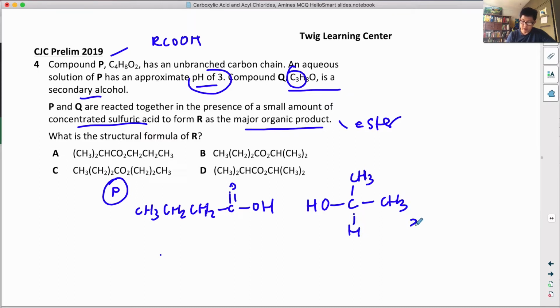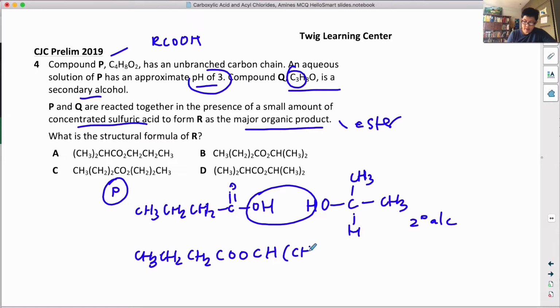Okay, this is a secondary alcohol. So what you need to do to form an ester is take away OH from here and an H from here. So this is what it should look like: CH3CH2CH2COOCH(CH3)2. Which means B is the answer.